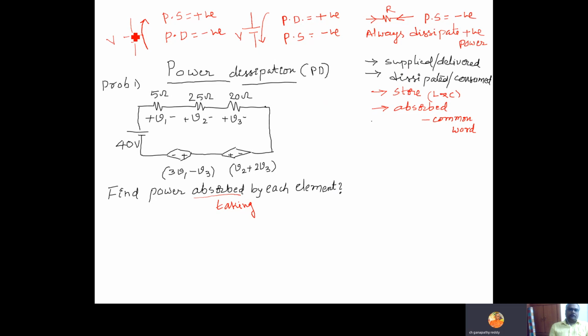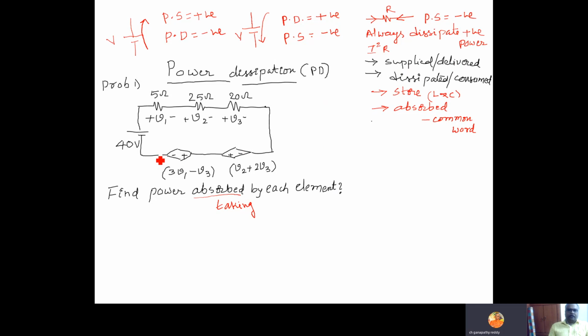Normally when you connect a source, current flows from negative to positive, so it is in supplying mode. When supplied is positive, dissipation is negative. If current flows in reverse, dissipation becomes positive and supplied becomes negative. Why is a resistor independent of direction? Because of I squared R: current can be positive or negative, but the square is positive. So a resistor always dissipates power.